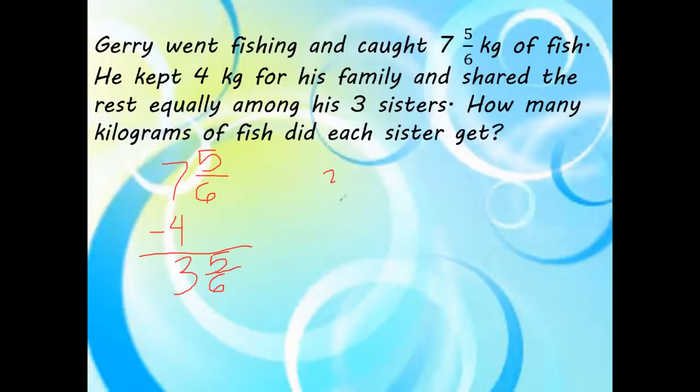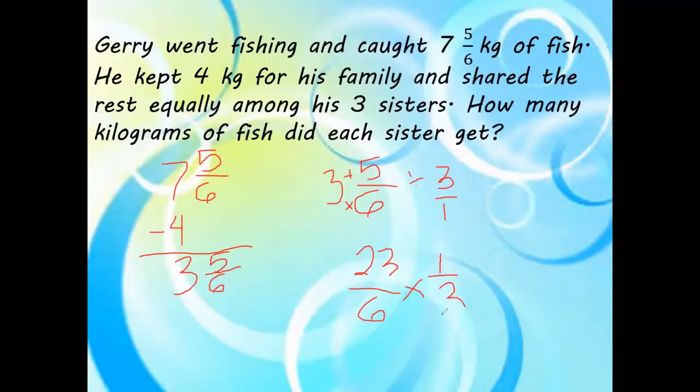Okay, so we'll have 3 5/6 divided among the 3 sisters. So divided by 3. So again, change this into an improper fraction, multiply and add. So 3 times 6 is 18 plus 5, it's 23 over 6. Then change the division into multiplication. So this one has a denominator of 1, so we have to flip it. So it will become 1/3. Okay. So for our answer, 23 times 1, we'll have 23. And then 6 times 3 is 18.